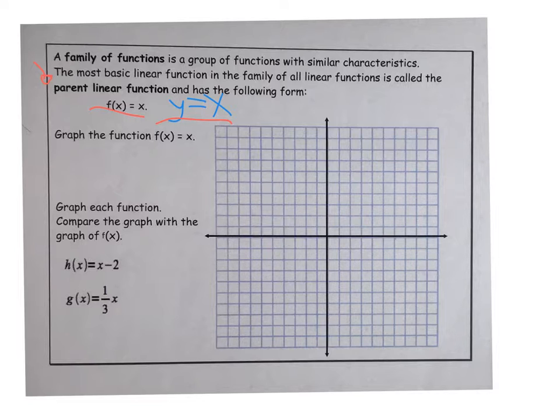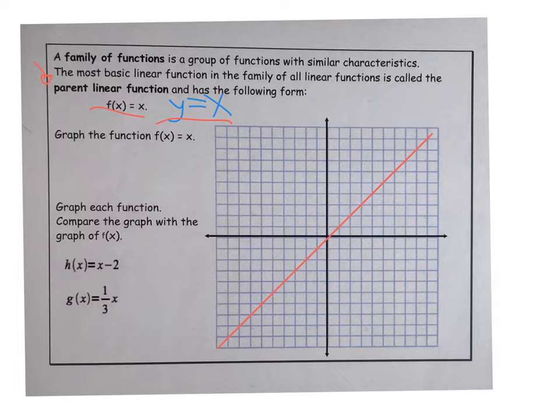I'm going to graph that for you now, because remember, when y is equal to x, that means when x is 1, y is 1. When x is 2, y is 2. When x is 0, y is 0. So here's what that's going to look like. It's not perfect, but it's pretty close.